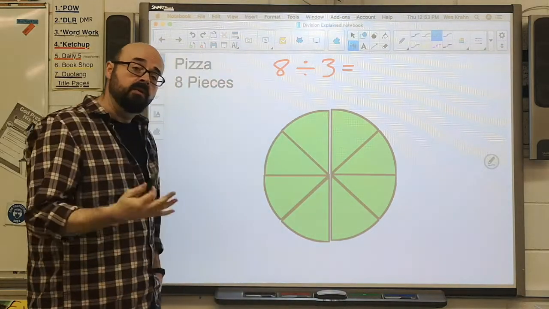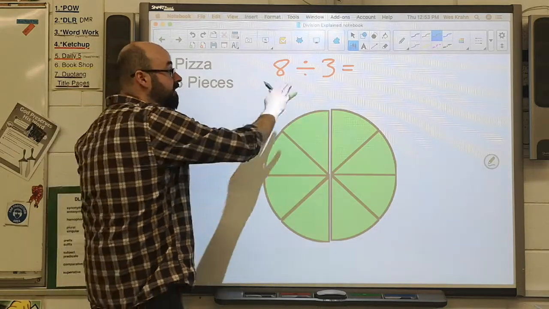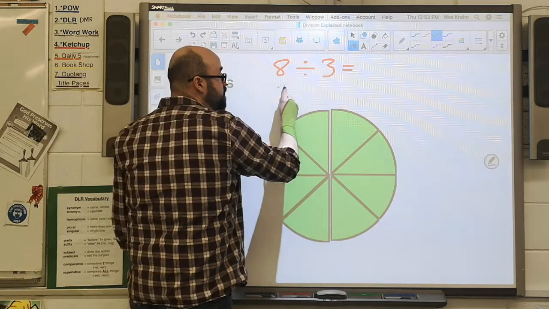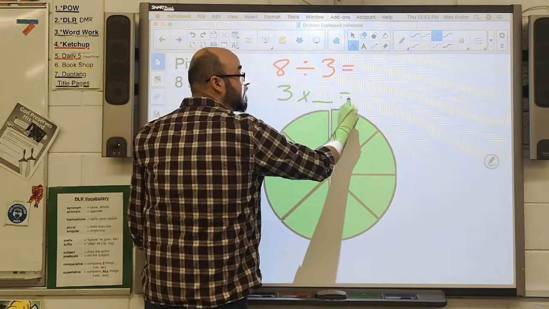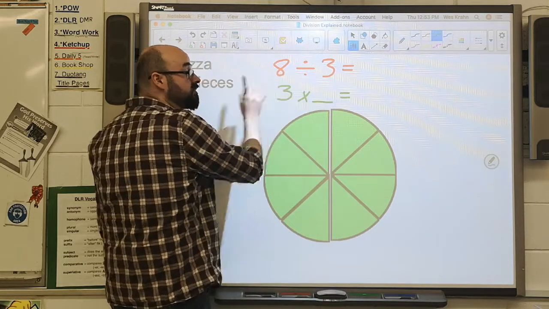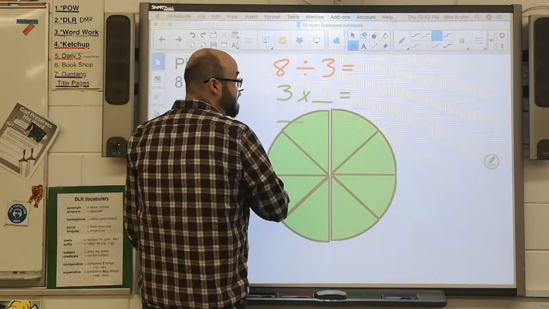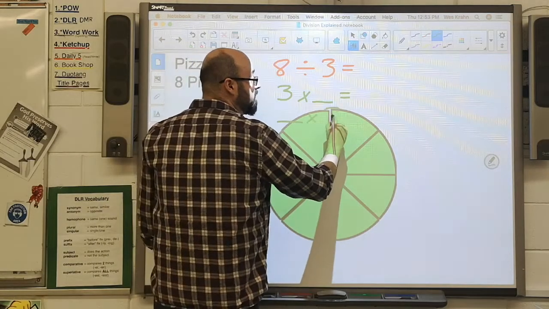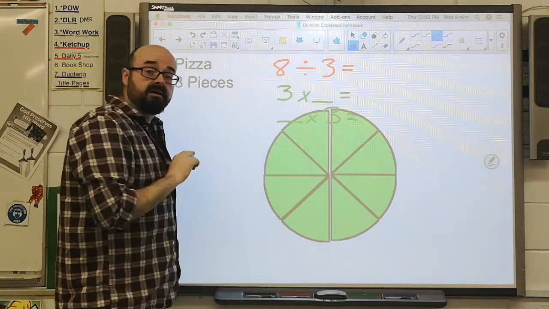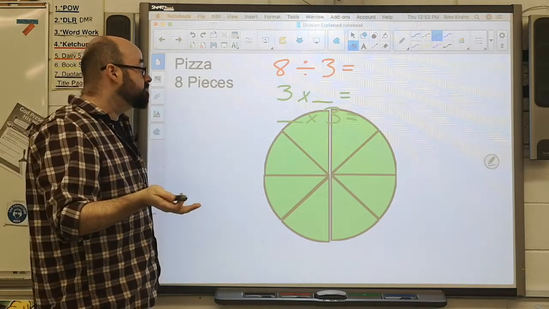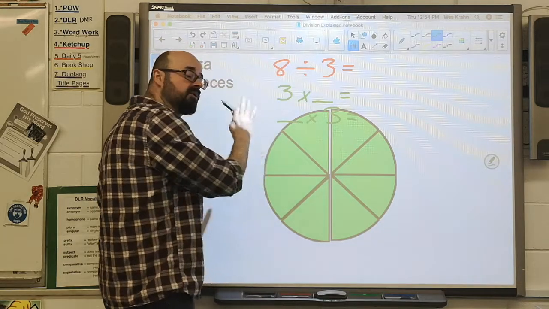For us, what we're going to do is turn this into a multiplication sentence. We're going to say it's 3 people, or 3 groups of something, are going to equal something that is close to 8. Now the commutative principle says that I can have something groups of 3 as well, and those should be the same because of the commutative principle. So 3 groups of what will get me close to 8?